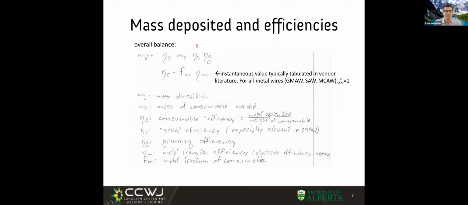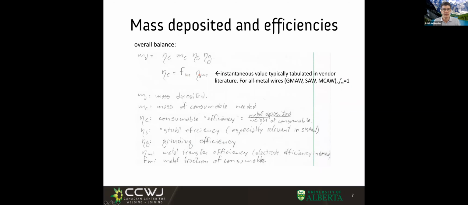Now, we have these three efficiencies applying to the amount of consumables we buy. The consumable efficiency, let's split into two parts. Consumable efficiency is tabulated. I'm going to share with you in this set of slides, and you're going to have it forever, like some values of efficiencies for the consumable.